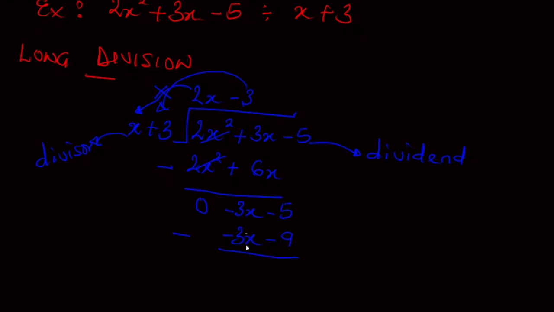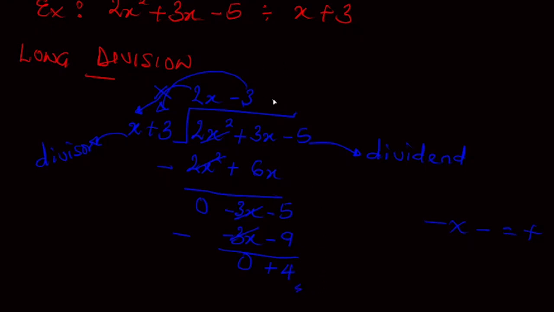So we subtract whatever we get here again. We subtract this from this. So minus 3x minus minus 3x will give us 0, because when minus multiplies minus, you have plus. And minus 3 plus 3 will give us 0. So this is gone. Just cross it, slash it. So here we have minus 5 minus minus 9. It's the same thing as minus 5 plus 9, because minus times minus is equal to plus. And minus 5 plus 9 will give us plus 4. So this is where we stop.